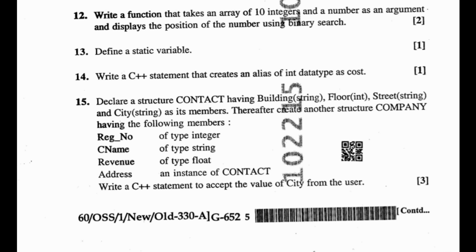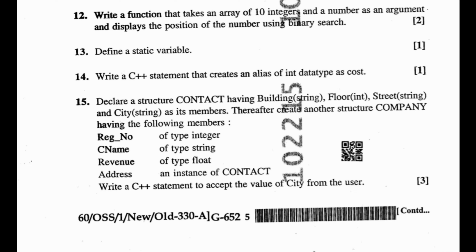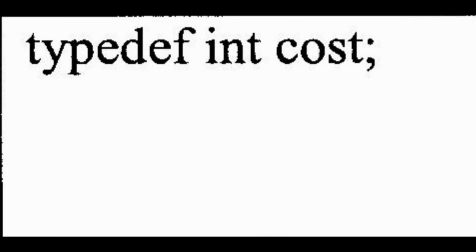Question 13. Define a static variable. A static variable is accessible only in the function in which it is created or defined, but it remains in existence for the life of the program. Question 14. Write a C++ statement that creates an alias of int data type as cost. Answer. typedef int cost.